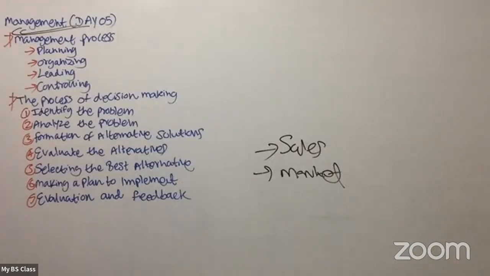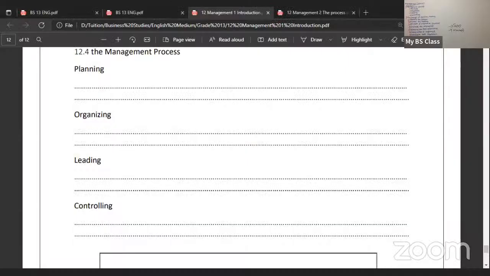So if you can come to page number 11 of the textbook, you see the management process. We'll be talking about those separately, but to have some pre-idea about the content, let me share this part with you.